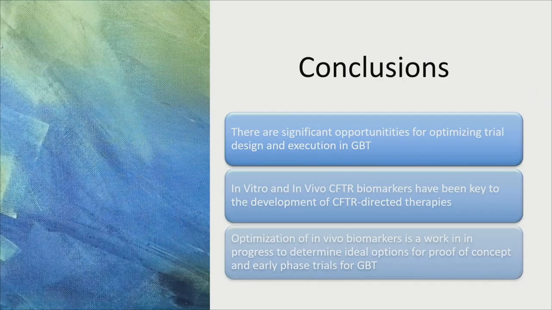So in the interest of time, I'm going to conclude by saying there are significant opportunities for optimizing trial design and execution in GBT. The in vitro and in vivo CFTR biomarkers have been key to the development of CFTR-directed therapies, and I think they will continue to play a key role in the future. And the optimization of in vivo biomarkers is a work in progress to determine ideal options for proof of concept and early phase trials for GBT.